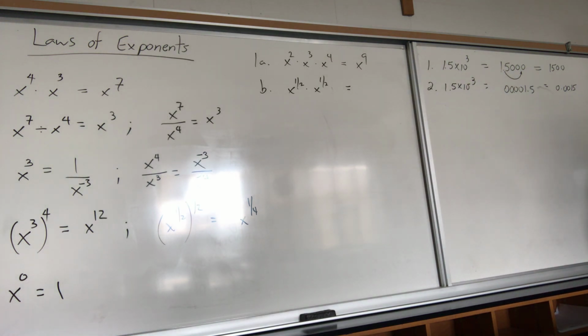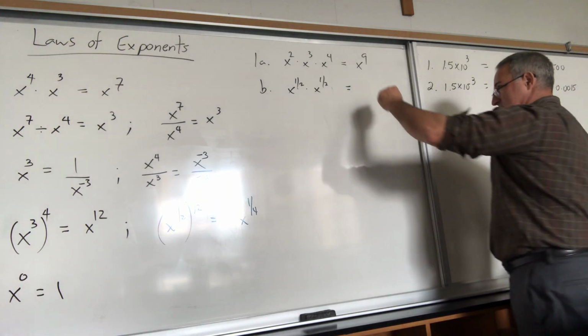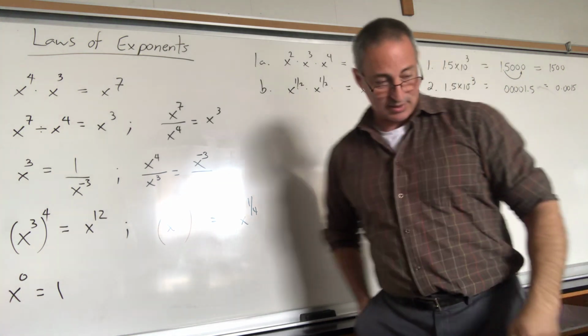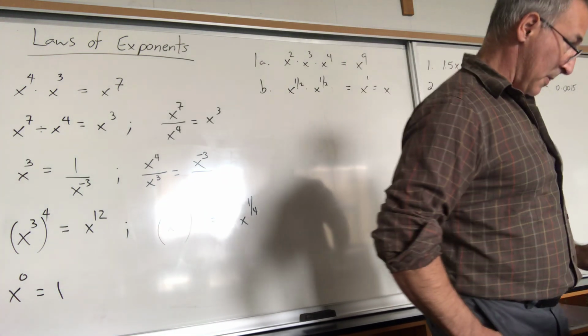If you have $50 and you add another $50, how many dollars do you have? Nobody knows? $1. Okay, so you're going to get x to the power of 1, which is basically just x. You don't have to write the 1 because it's understood if you just write x.